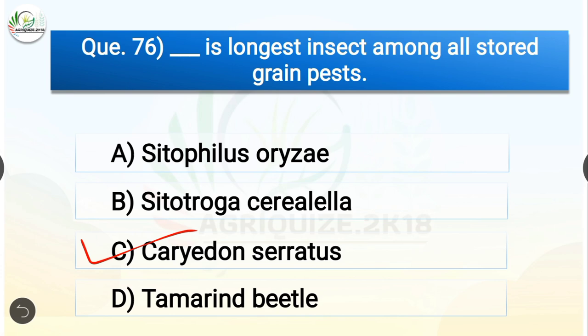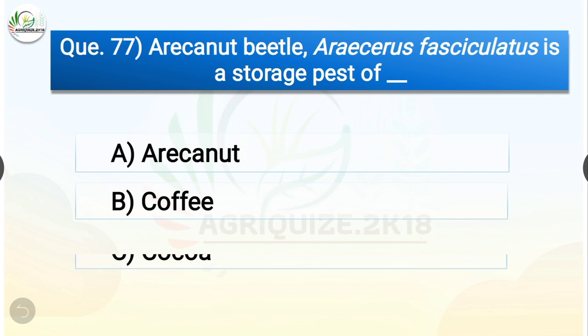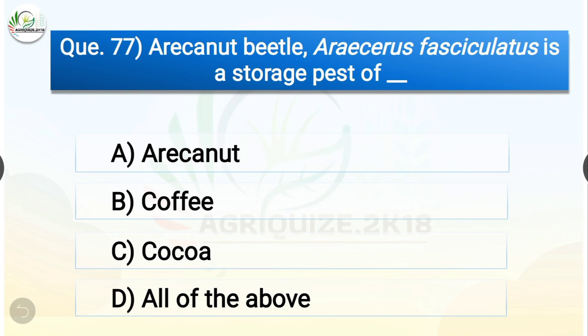Question number 77. Arachnid beetle, Araecerus fasciculatus, is a storage pest of dash. The options are arachnid, coffee, cocoa or all of the above. The correct answer is option D, all of the above. So arachnid beetle, Araecerus fasciculatus, is a storage pest of arachnid and coffee and cocoa.